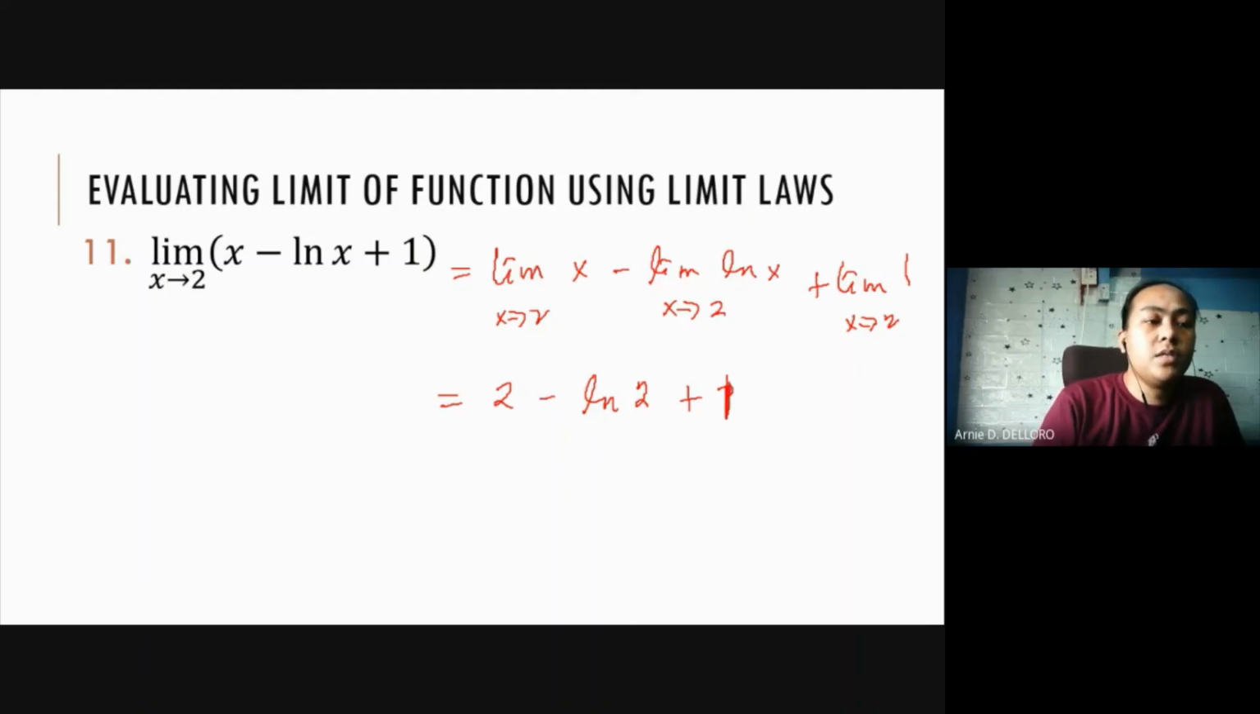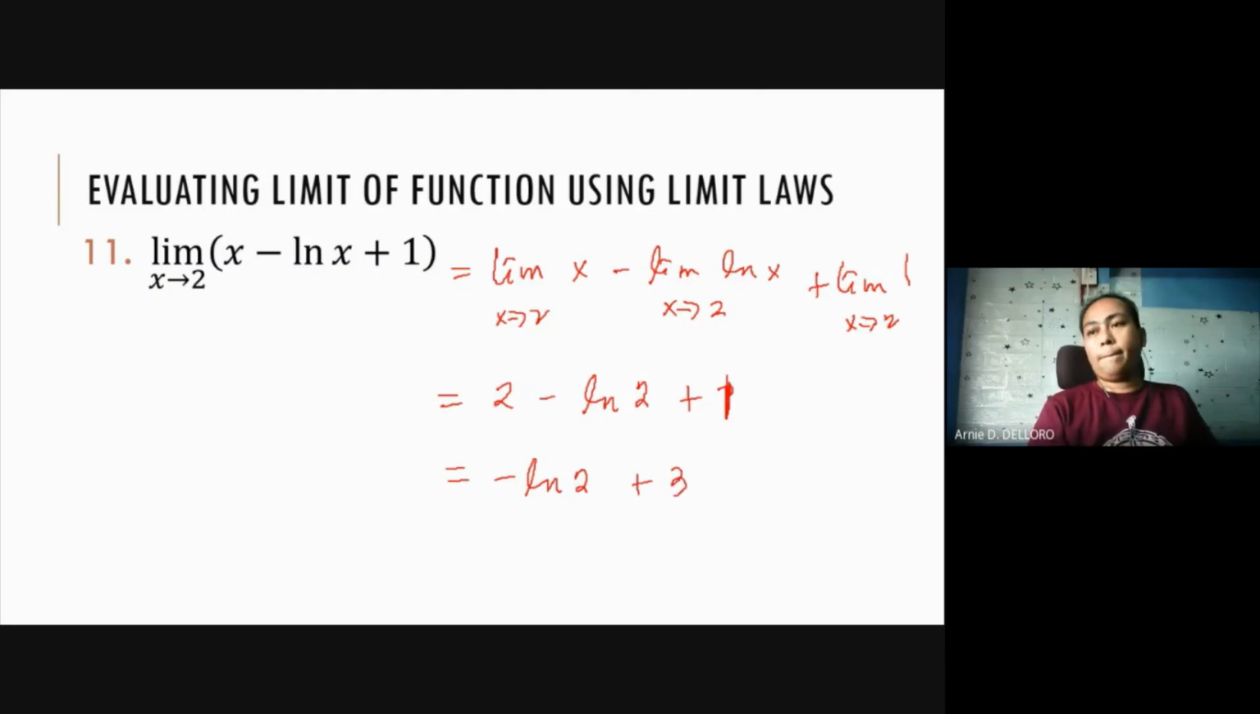Okay? So since these are both constant, pwede natin siyang i-combine. This will be negative ln of 2 plus 3. Okay? Or pwede nyo isulat as, kasi commutative naman under addition yung mga equations natin, pwedeng, instead of writing this one, 3 minus ln of 2. Wala din naman yung problema. It's just the same. Okay?